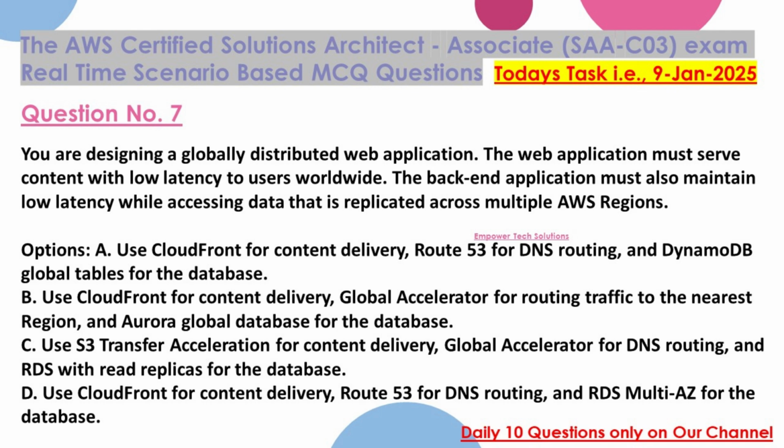Options. A. Use CloudFront for content delivery, Route 53 for DNS routing, and DynamoDB global tables for the database. B. Use CloudFront for content delivery, Global Accelerator for routing traffic to the nearest region, and Aurora Global Database for the database. C. Use S3 Transfer Acceleration for content delivery, Global Accelerator for DNS routing, and RDS with read replicas for the database. D. Use CloudFront for content delivery, Route 53 for DNS routing, and RDS Multi-AZ for the database.